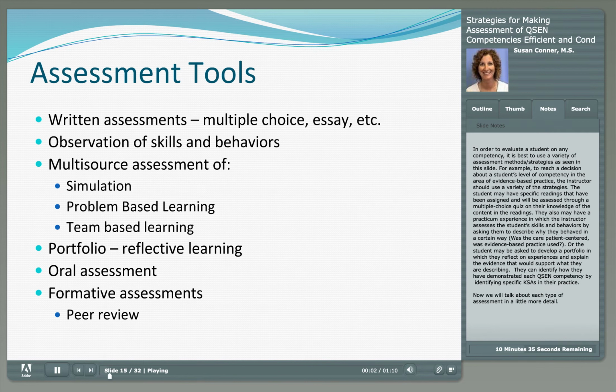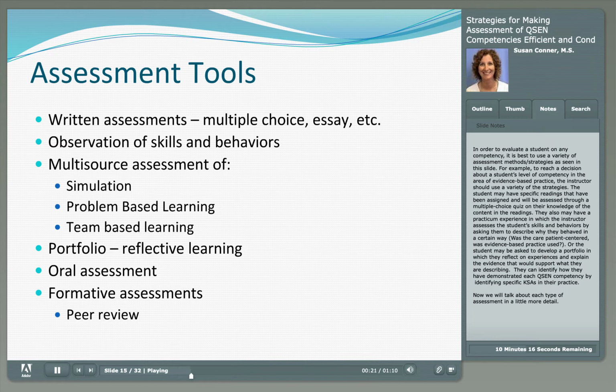In order to evaluate a student on any competency, it is best to use a variety of assessment methods and strategies as seen in this slide. For example, to reach a decision about a student's level of competency in the area of evidence-based practice, the instructor should use a variety of the strategies.